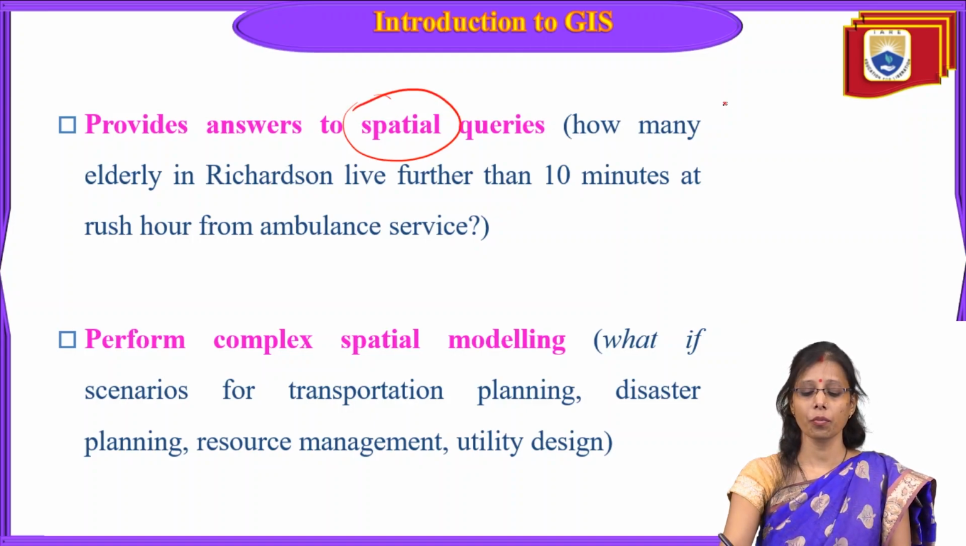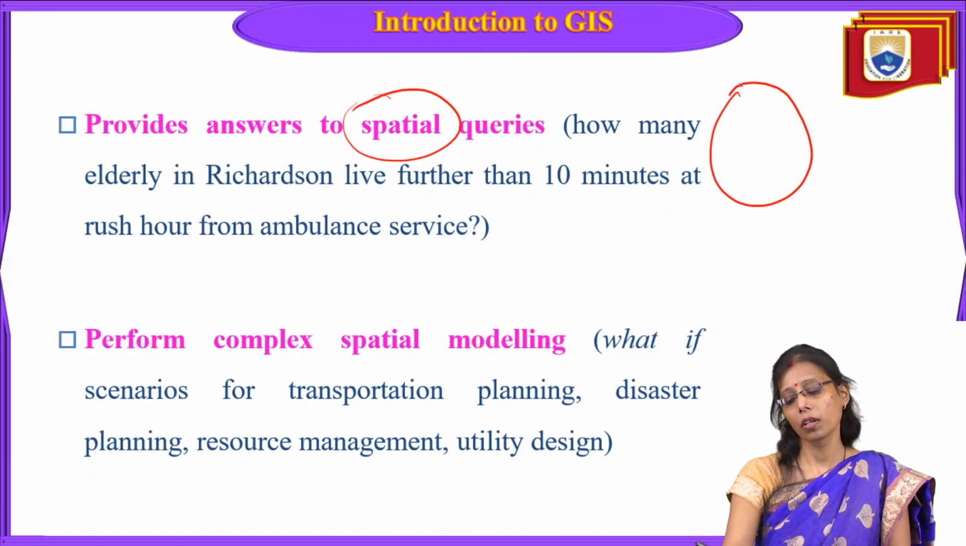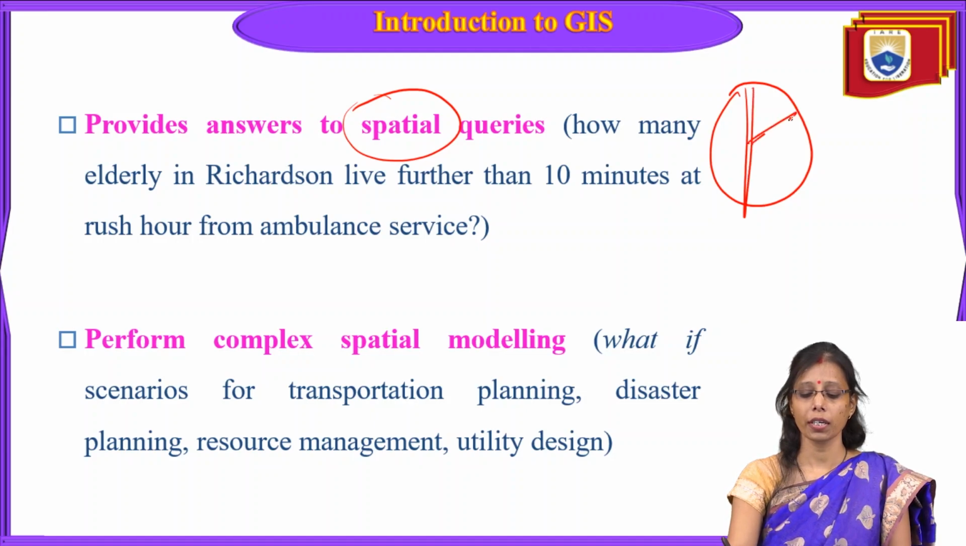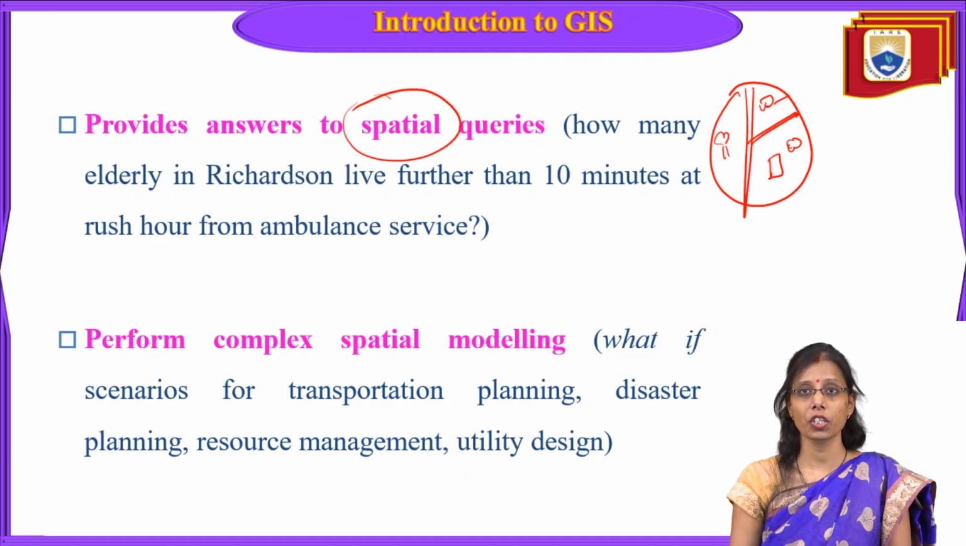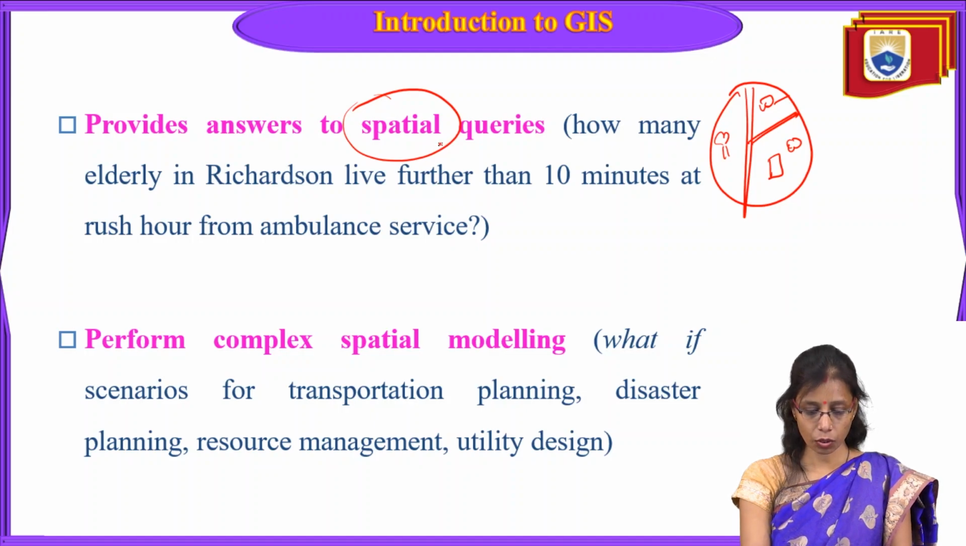Spatial means the information, like suppose we have a map here. We have a road, a road network, a building, a tree, a water body, a forest over here. All this data is called spatial data, which we can see around us. So it gives us the answers to the spatial queries.